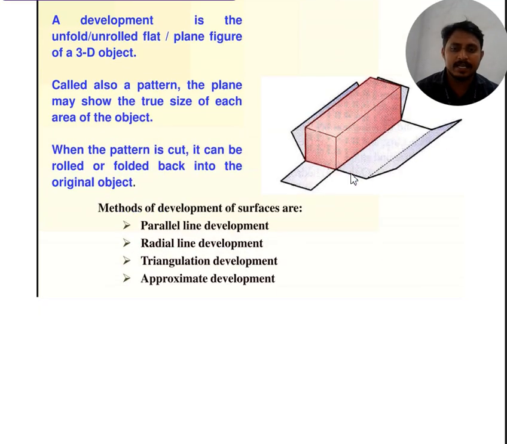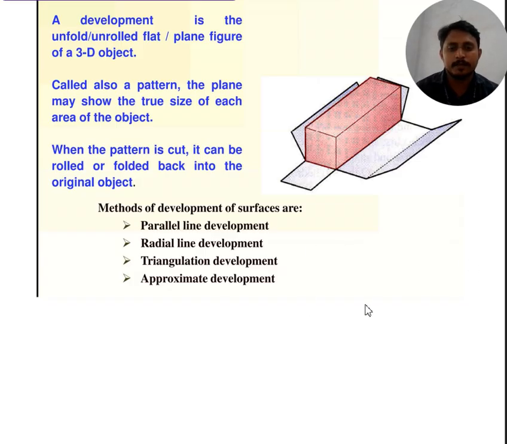One is the parallel line development or parallel line method, the second is the radial line method, the third is the triangulation method, and the fourth is the approximate development method. The parallel line method is nothing but the diagram of the development of surface, the unfolded sheet, using parallel lines.